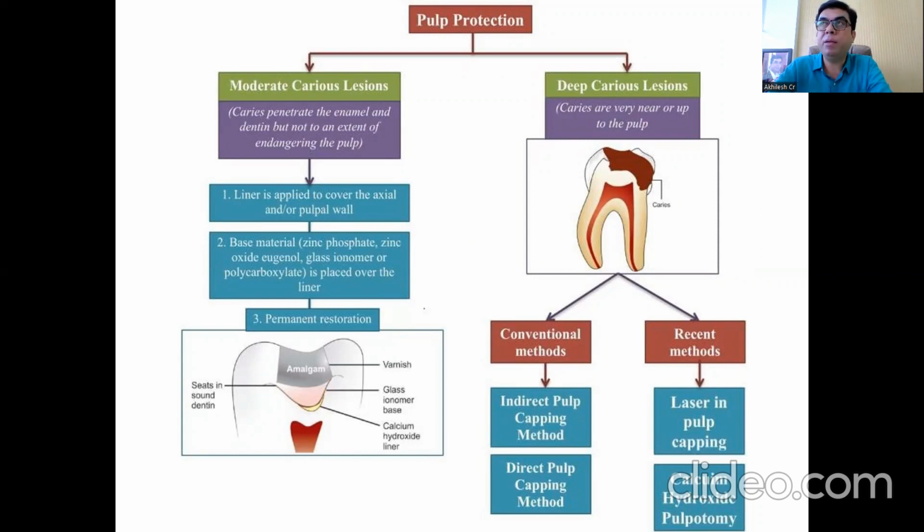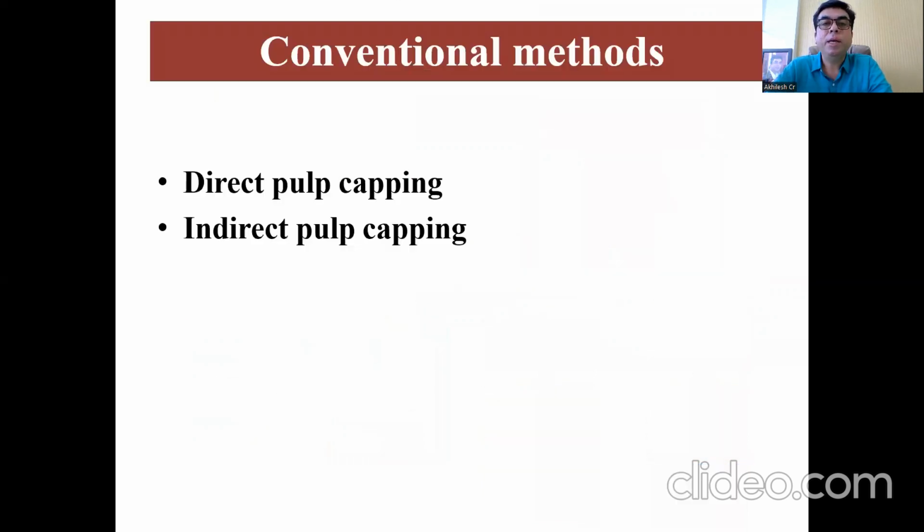So, are we clear about pulp protection? Basically we have two things: one is a moderate caries lesion, another is a deep caries lesion. In both moderate and deep caries, we have different treatment modalities. In the conventional method, we have direct pulp capping and indirect pulp capping.